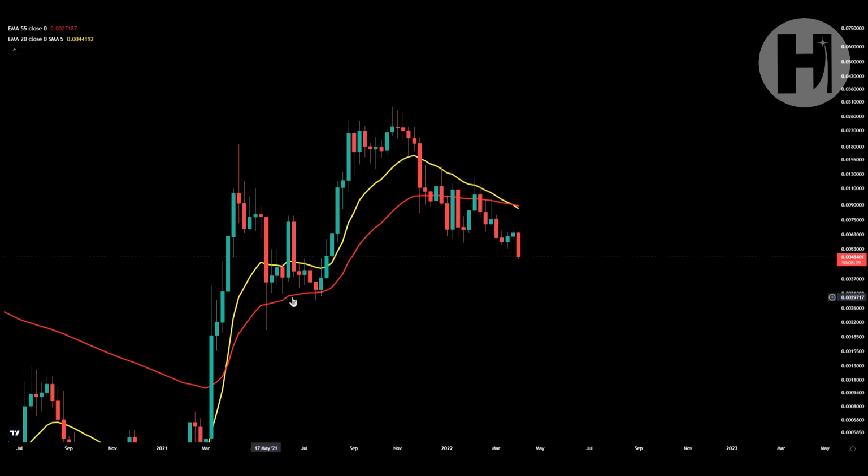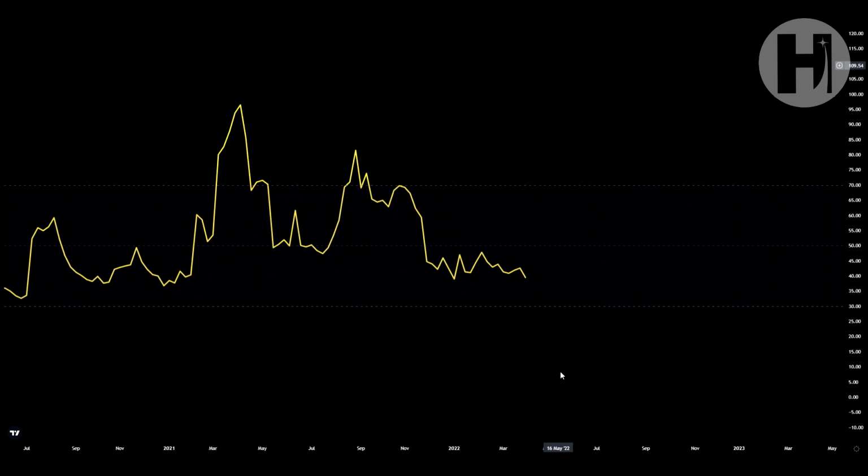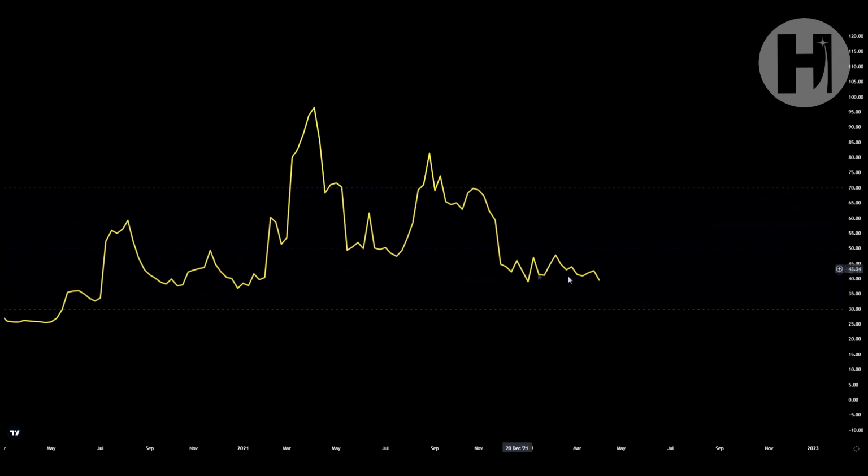So you have all the support levels that I did give you. Potentially you're going to run into the 20 EMA here as resistance, which is sitting at 0.00860076. So that is a potential resistance. We may have a back test of resistance and continue to go even lower. If you jump into the weekly RSI, you can see that you're just consolidating here, really doing nothing.